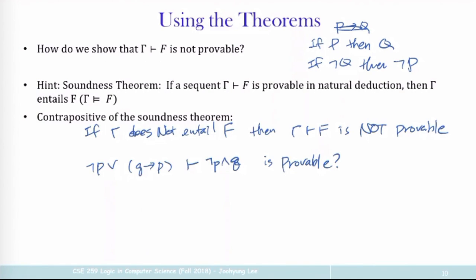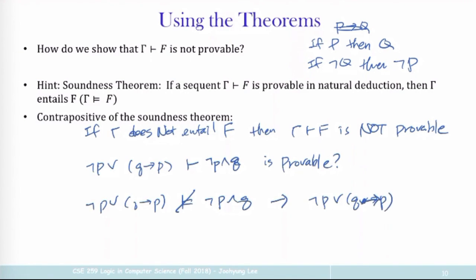Now let's use the contrapositive of the soundness theorem. If you can somehow show that this formula does not entail this, okay? Then you can say not P is not provable, right? That's what the contrapositive of the soundness theorem is saying, okay?